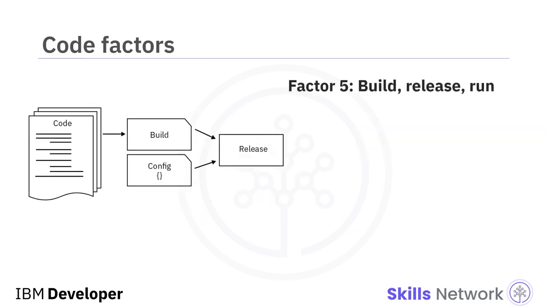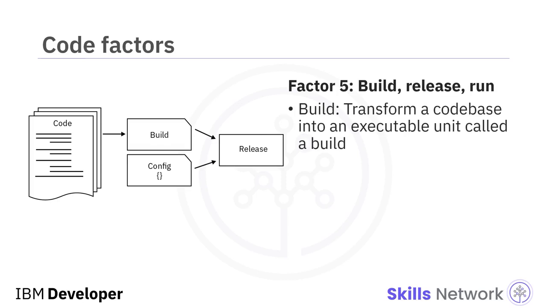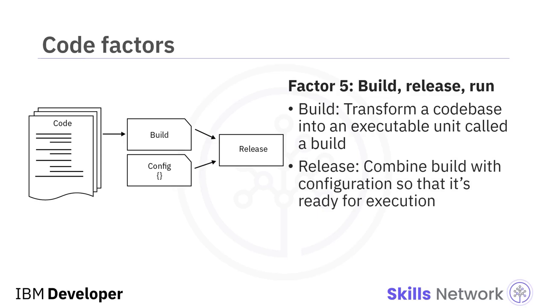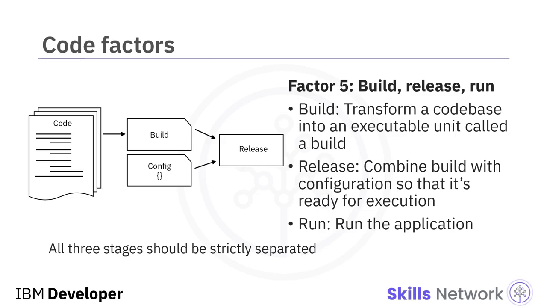Next is Factor 5, build, release, and run. This phase demonstrates how a codebase becomes a production deployment. The build stage compiles the code, gathers dependencies, and then transforms the codebase into an executable unit called a build. The release stage combines the build with the deployment's current configuration so that the code is ready to run. Then, the run stage implements the application. You should strictly separate these three stages. For example, the code should not be changeable at runtime, as that would prevent those changes from being included in the build stage.